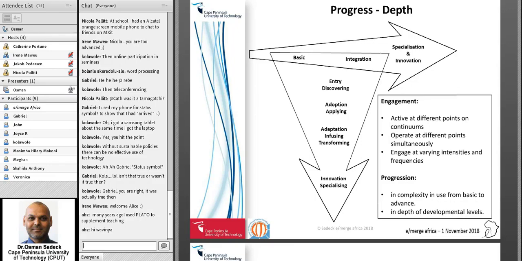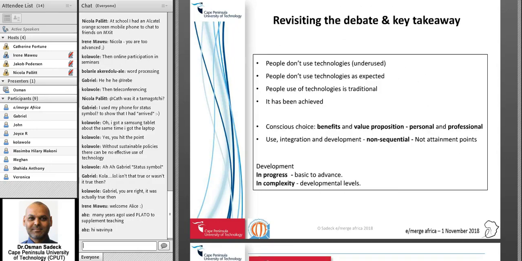So what we're saying is a person should not be located and told, well, you're only at basic or you're only at integration, but you could be working at different points depending on your experiences or your needs. And when you get to a particular point of absolute interest to you, then you start going deeper into it. So if somebody is really into figuring out how Facebook is going to be useful, this person then starts working with Facebook.